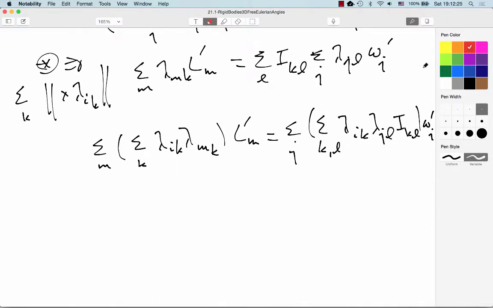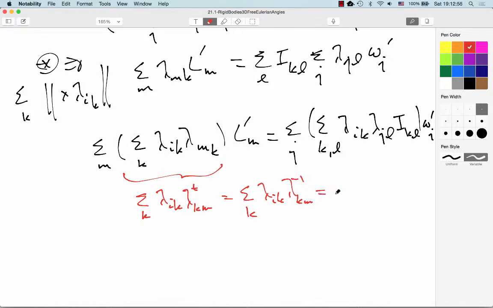All right, now if we look at this piece here in the parentheses, I can do the same trick as before. I can swap the order of these indices as long as I make it the transposed matrix. So it becomes the sum over k, lambda ik, lambda km transpose. But since the matrix is orthogonal, it's the sum over k, lambda ik, lambda km inverse. And so that's just the Kronecker delta, or a fancy way of writing the identity matrix. Since all this is just summing over the identity matrix, that just converts this m index into an i. So the left-hand side becomes L i prime.